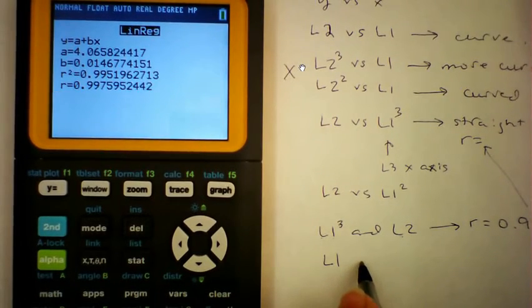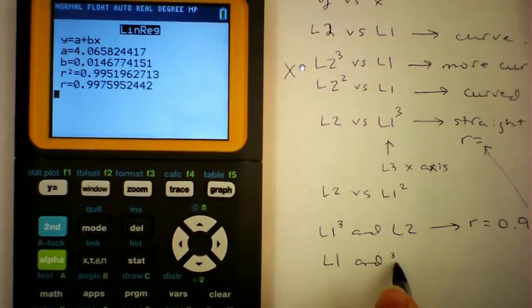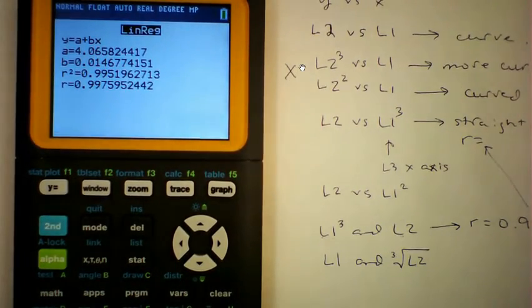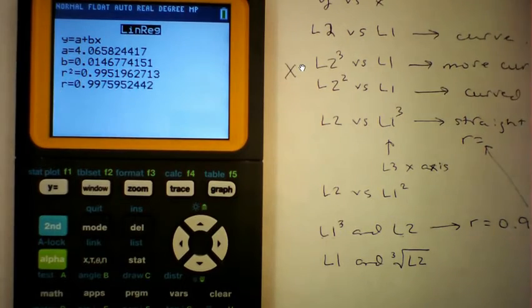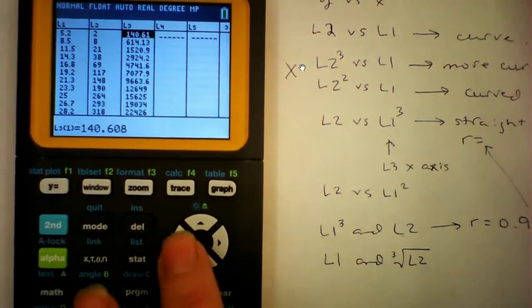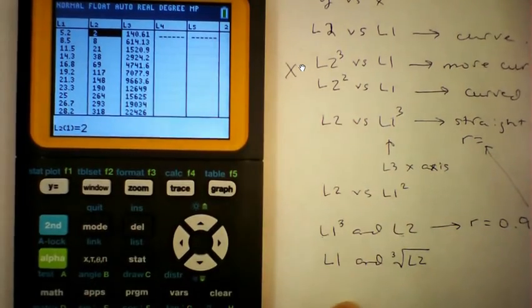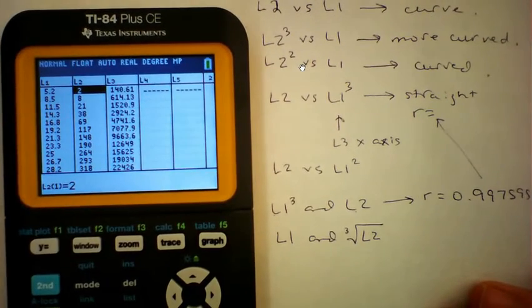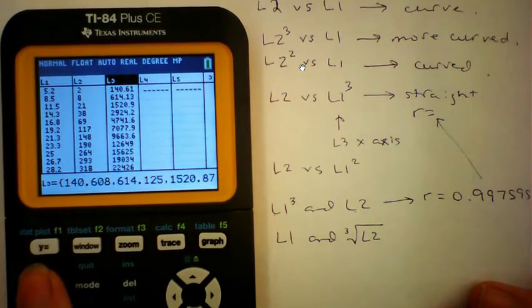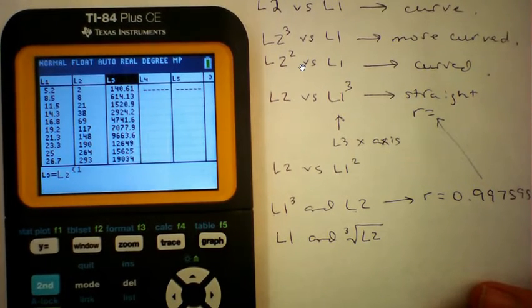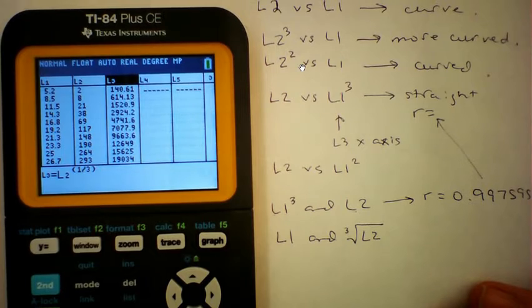But you might try this and the cubic root of L2, just to see if it was a little better. So I'll go to stat, edit, and I just keep track here of what I've tried and what the results were so that I can keep track. Let's take my L2 list and raise it to the 1/3, which is the cubic root, and then go down.